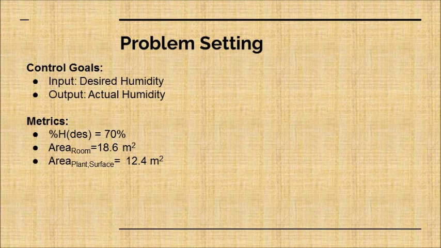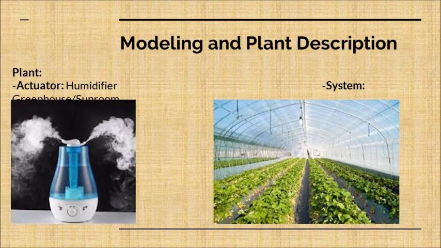To help measure the accuracy of the feedback system, the metrics include a set percent humidity desired of 70%, the area of the closed room being 18.6 square meters, and the area the plants take up in the room, which is 12.4 square meters. These variables are set as reasonable constants in order to be able to calculate a closed-loop transfer function. The plant within the feedback system needs both an actuator and a system. The humidifier will be the actuator because it turns on based off the set humidity level. The greenhouse and the plants will be the system because they are the control area being affected by the actuator.